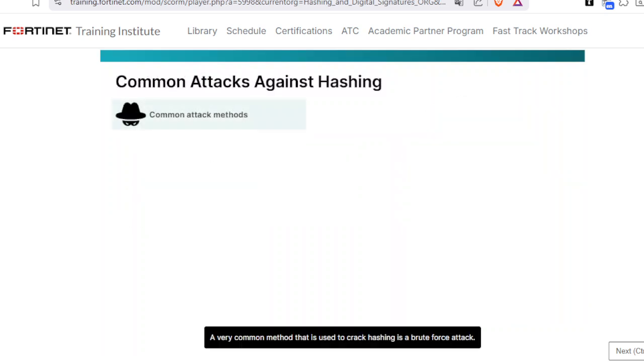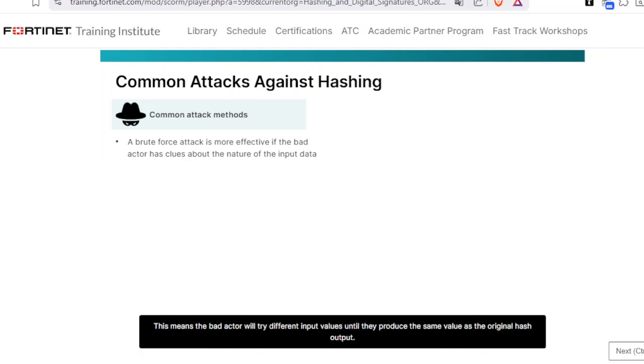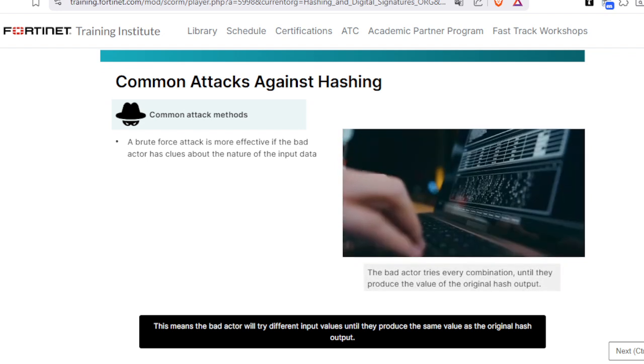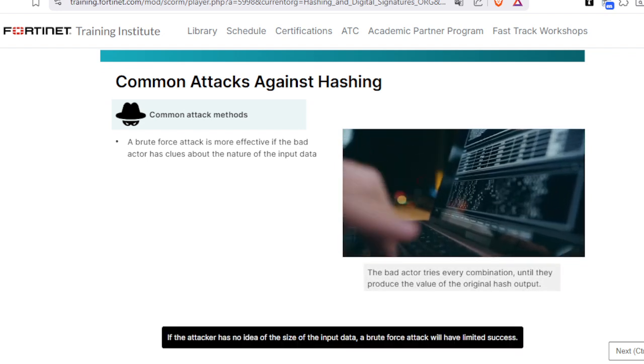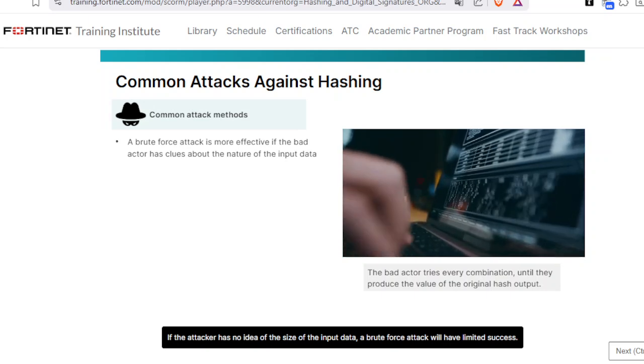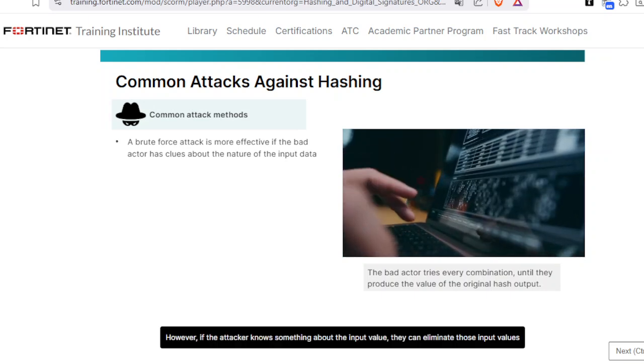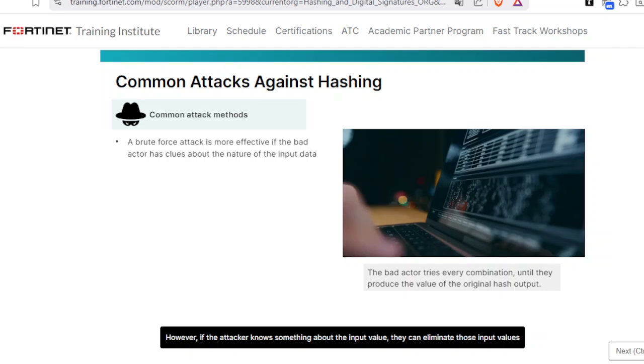A very common method that is used to crack hashing is a brute force attack. This means that the bad actor will try different input values until they produce the same value as the original hash output. If the attacker has no idea of the size of the input data, a brute force attack will have limited success. However, if the attacker knows something about the input value, they can eliminate those input values that don't apply.